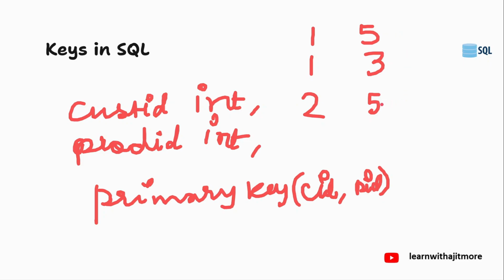Product ID same, but customer ID different. Correct? But the same customer ID and same product ID appearing again, not allowed. Why? Because we have made a combined primary key. Okay? So about primary key is clear to you. And then we have discussed about foreign key also, if you remember.